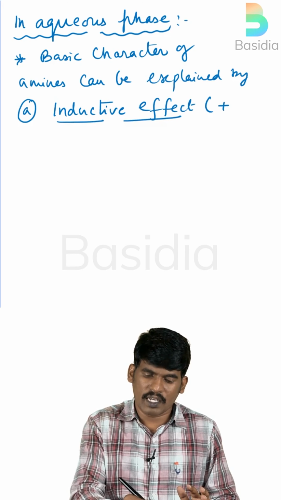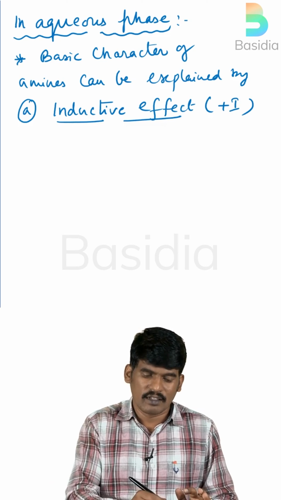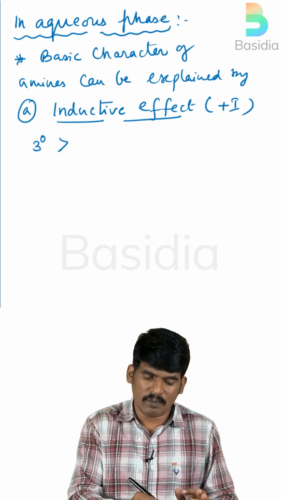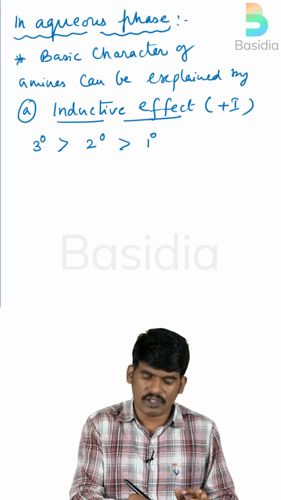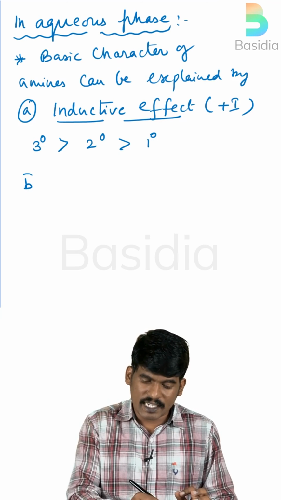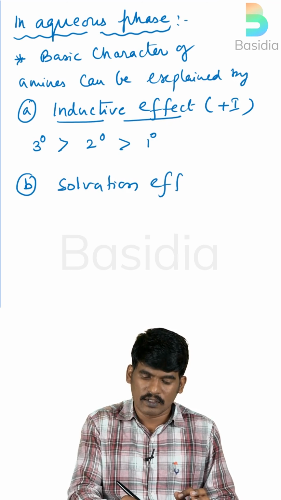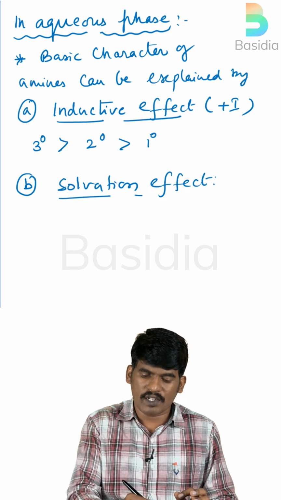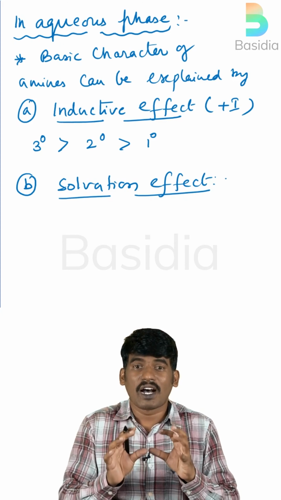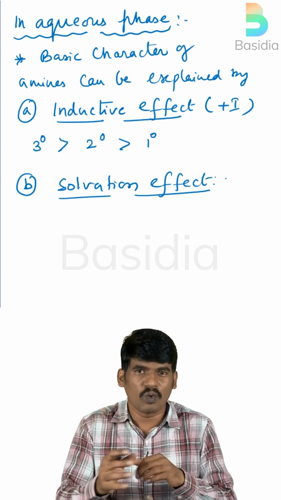Which inductive effect is it? Plus I effect. According to the inductive effect, same as in the gaseous phase, tertiary amine is stronger than secondary, which is stronger than primary. That is done. And the next effect we have is the solvation effect. What is that? Because our amine, we have dissolved it in water now. Aqueous phase means we have dissolved it in water.